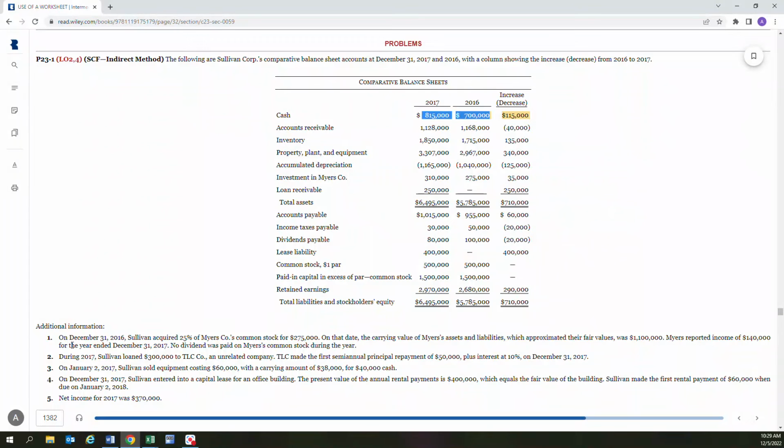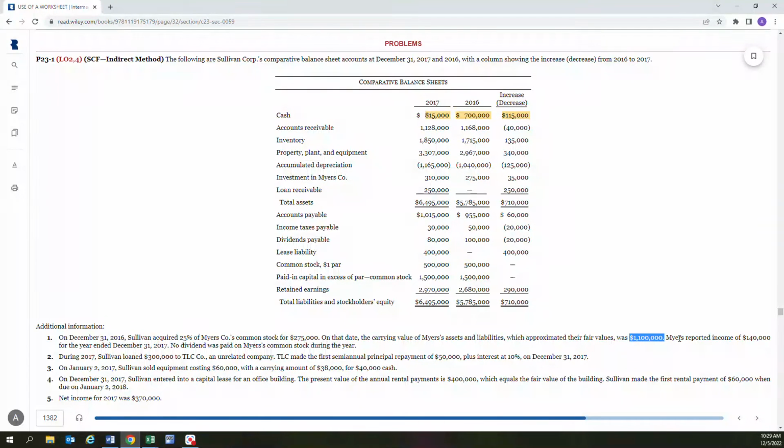So the first item they tell us is that on December 31st of 2016, Sullivan acquired 25% of Myers Company's common stock for $275. So in other words, before this year started, which is the fiscal year ending 2017, we had already invested 25% in another company. And since it's 25%, we use the equity method of accounting for it. Okay, so keep that in mind. On that date, the carrying value of Myers' assets and liabilities, which approximated their fair values, was $1.1 million. So that information is not relevant to us. That's just what Myers is worth.